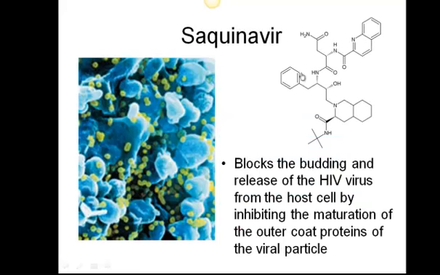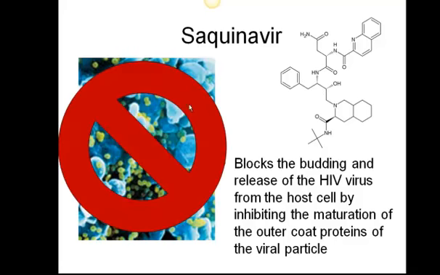So this is just an example of a protease inhibitor, saquinavir. It was the first protease inhibitor that was marketed for treatment of HIV. What you see in this slide is the infected cells and the release of the viral particles into the bloodstream, and this drug is going to block this budding process.